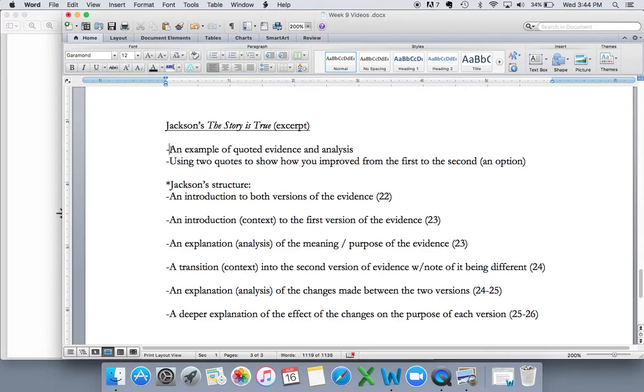So, as mentioned, this is an example of quoted evidence and analysis. Now, it is important to note that Bruce Jackson is not writing a portfolio introduction. He is not making an argument about how he's grown as a writer, and he's also making a comparison between the way he tells the story and the way that someone else tells the story. So there's another person involved. It's not just singularly focused on him. Those are important notes to make at the beginning, but it's still a good example of how to structure this kind of evidence and analysis.